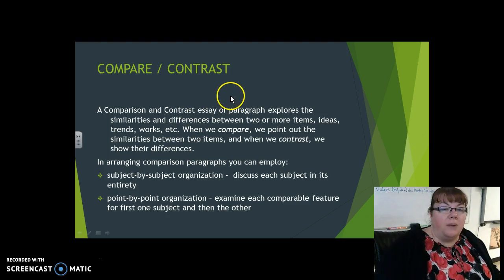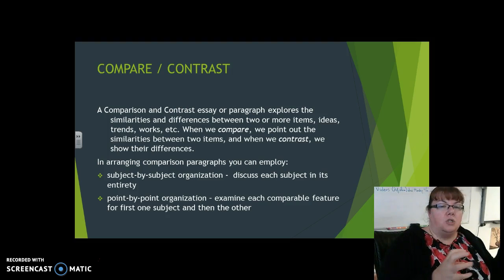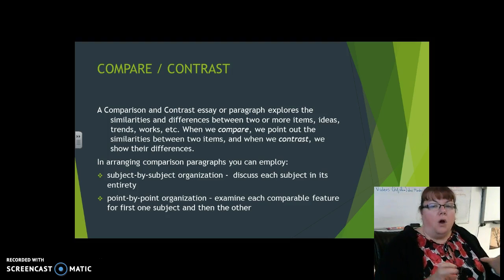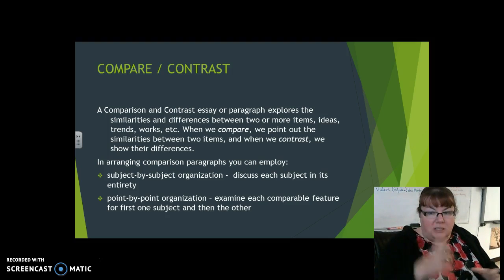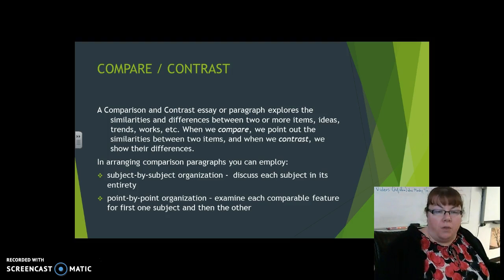Okay, the next one we have is compare and contrast, which should be very simple for you, on this idea of the similarities and the differences. You're making sure that you're actually comparing, but you're also making sure that you're pointing out the differences, which is important. You have to make sure that you give both. There are two organizing principles that you can use.